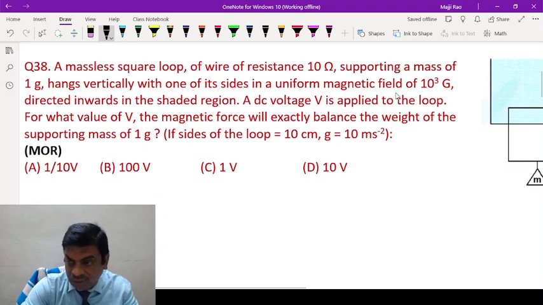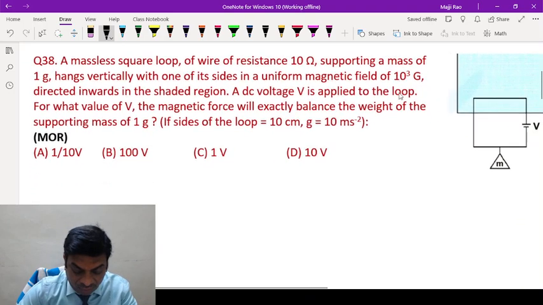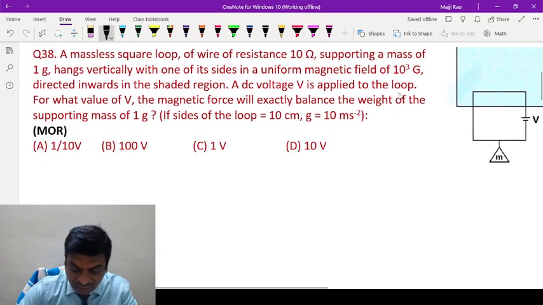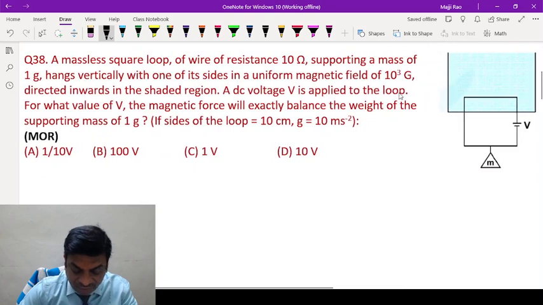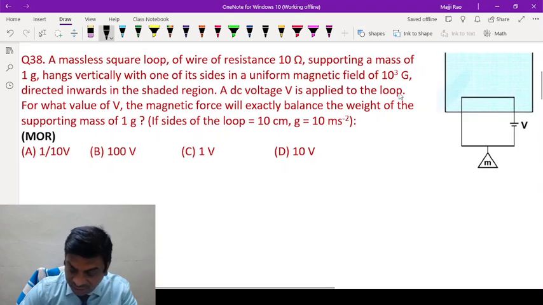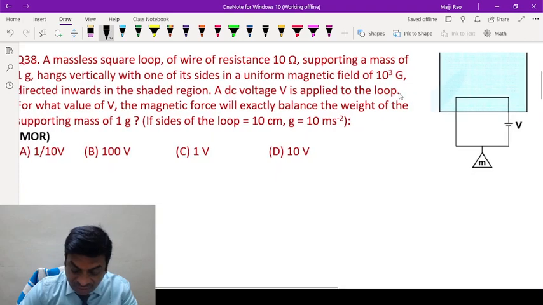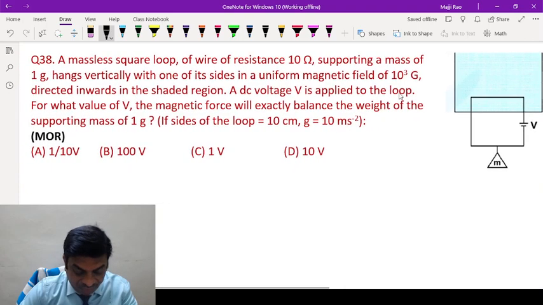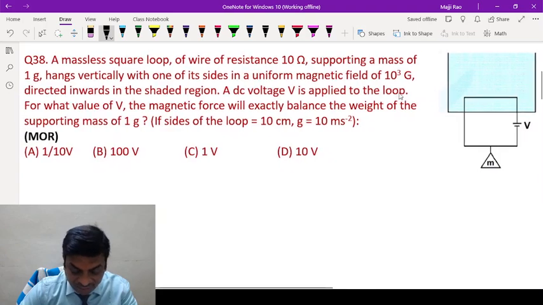A massless square loop of resistance 10 ohm supporting a mass of 1 gram hangs vertically with one of its sides in a uniform magnetic field of 10 power 3 Gauss directed inwards in the shaded region. You can simultaneously look at the figure as well. A DC voltage V is applied to the loop. For what value of V will the magnetic force exactly balance the weight of the supporting mass?